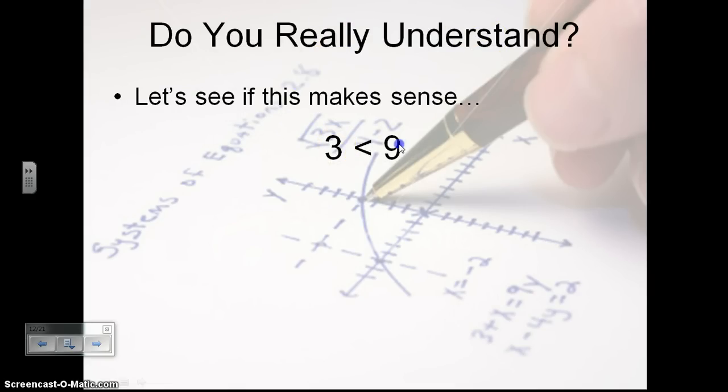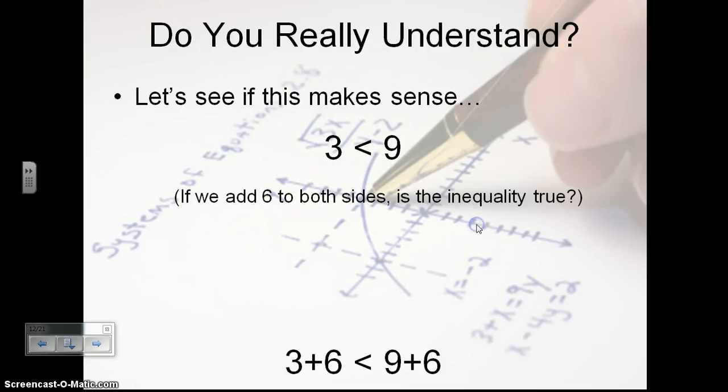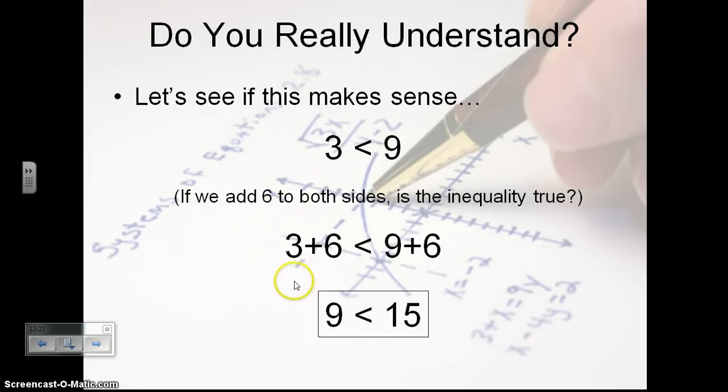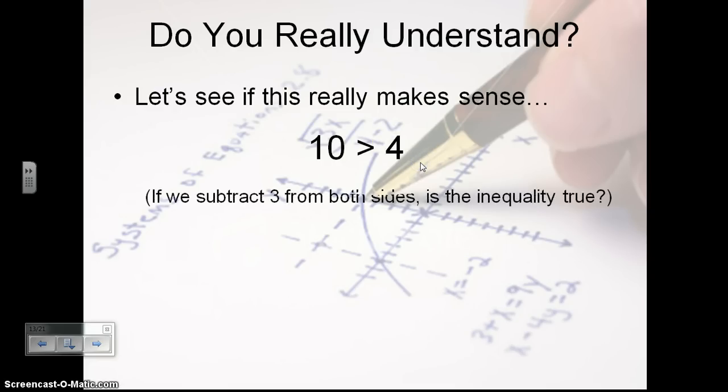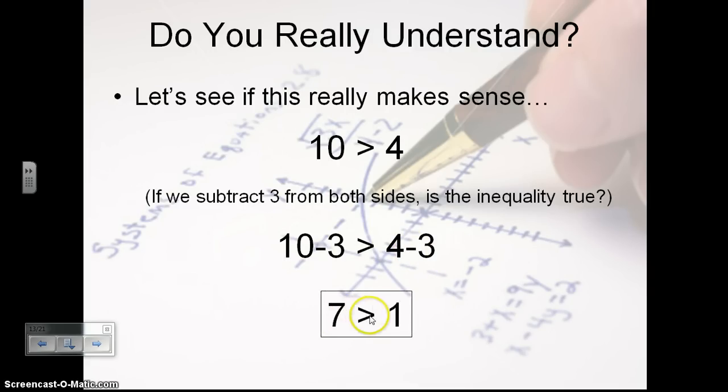If I have 3 is less than 9, and we add 6 to both sides, is the inequality true? Well, is 9 less than 15? Yes, so it is a true statement. We have 10 greater than 4. Let's subtract 3 from both sides. So we have 10 minus 3 is greater than 4 minus 3, which is 7 is greater than 1. Is that true? Oh, yes, it is.